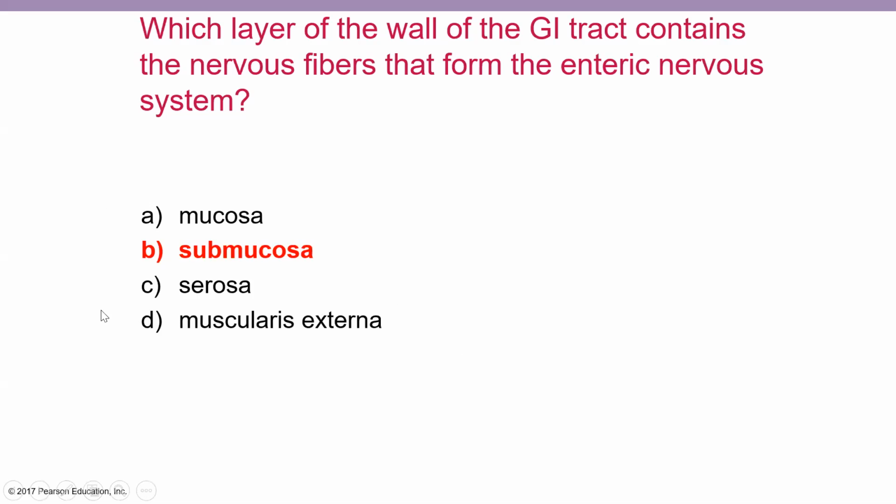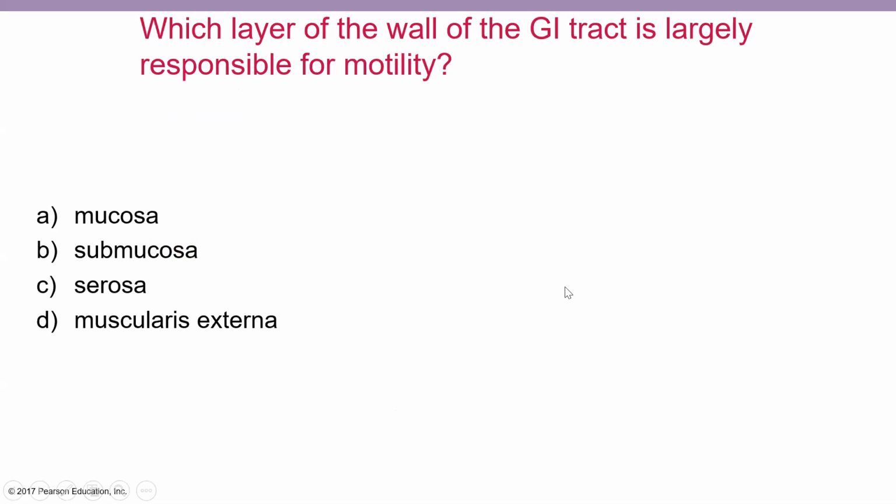Now, I don't like this question because the muscularis externa also has the myenteric plexus. So this is probably not an ideal question because D could also be a correct answer. Both the submucosal plexus and the myenteric plexus are a part of the enteric nervous system. All right, let's keep moving. So here's another question. I'll give you 30 seconds.